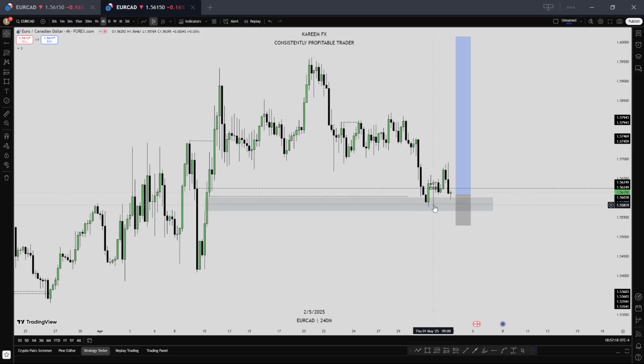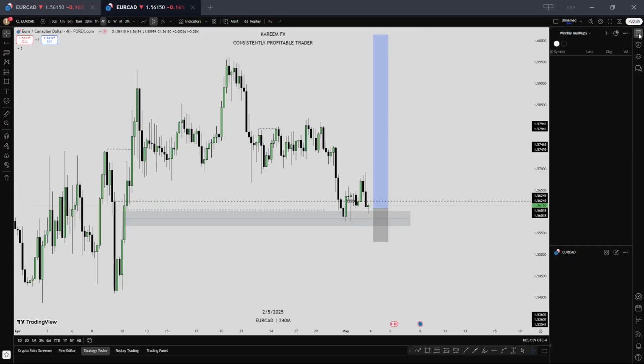So I see how it came to the midpoint of the gap exactly, and it's just now rejecting upwards. So that's why I'm looking for buyers on Eurocard for next week. I've already taken this trade. It's open on Thursday, so hopefully by next week it will go and hit CPOs or something.